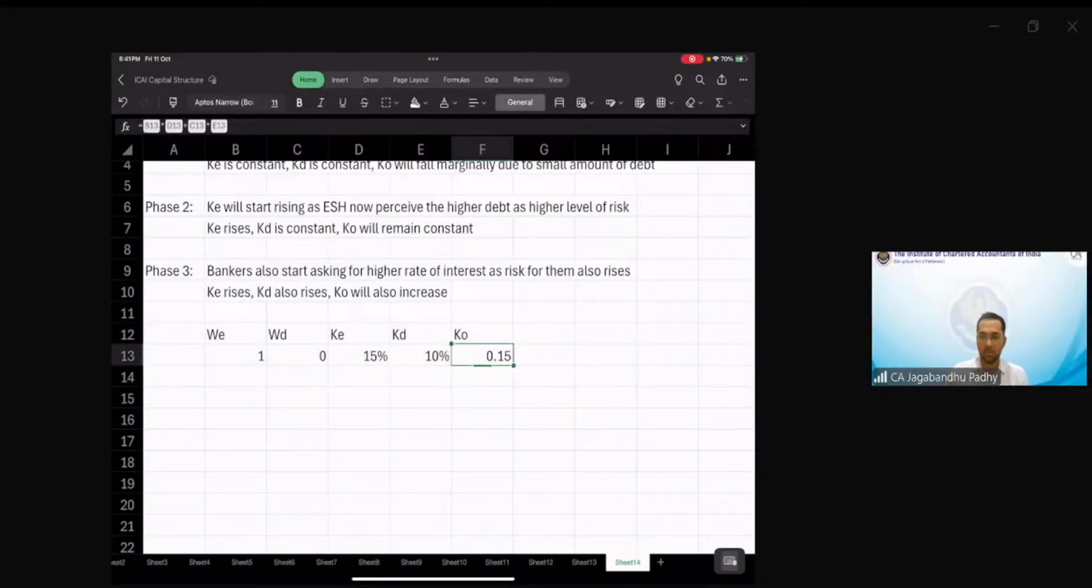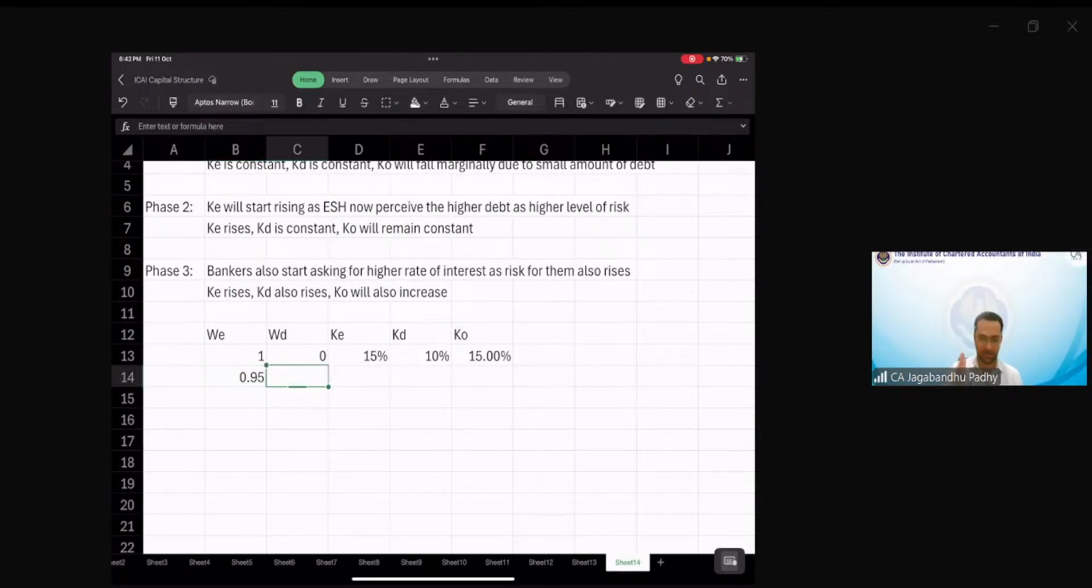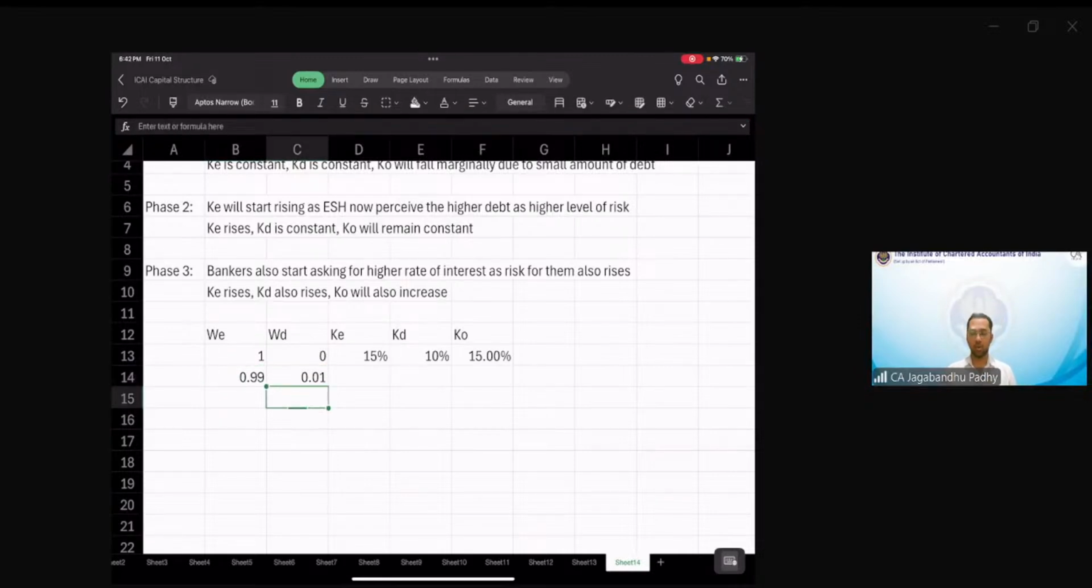Right? So this is 15%. Now, weightage of equity, weightage of debt, cost of equity, cost of debt, we have taken it for the initial phase. Now, let's say the company takes some small amount of debt, maybe just 1% of the total capital as debt.